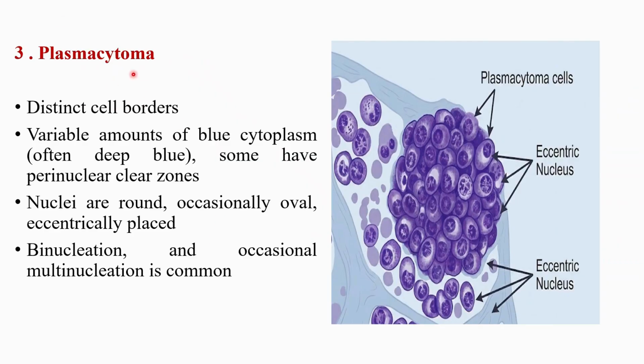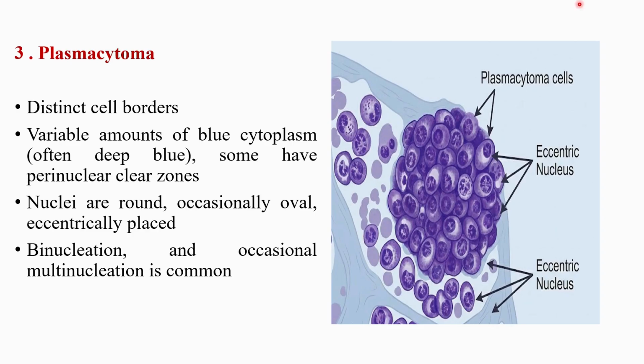Let's break down the cytology of plasmacytoma. It's another type of round cell tumor. It's a neoplastic proliferation of plasma cells. These cells show distinct cell borders and have a deep blue basophilic cytoplasm, sometimes mixed with a lighter zone. A classic feature is the perinuclear clearing. Actually, this represents the Golgi apparatus.